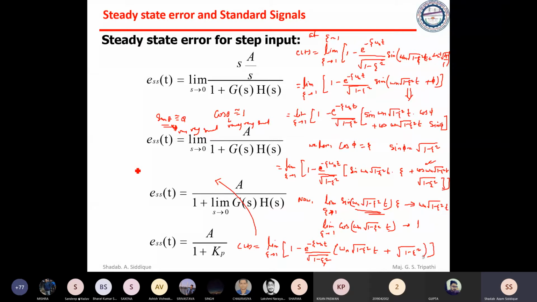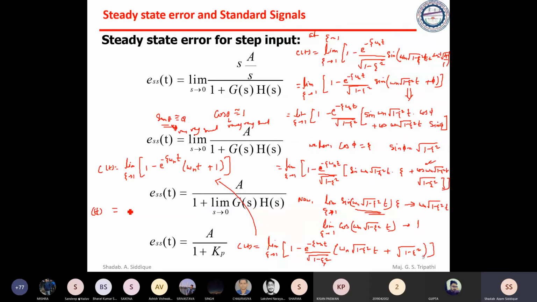So this can be written as C of t, which is equal to the limit as zeta tends to 1, and we can write 1 minus e to the power minus zeta omega n t. And this will be cancelled with the square root of 1 minus zeta square coming from outside. So this will be cancelled out, and we'll get the term omega n t plus 1. We will substitute zeta wherever zeta is there, and we'll get C of t.